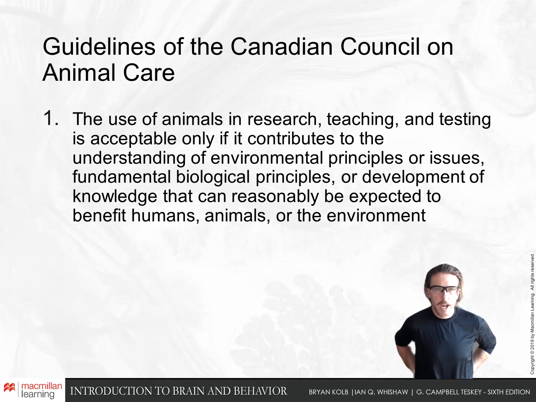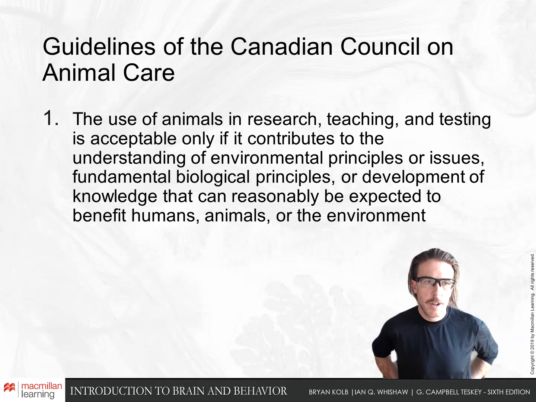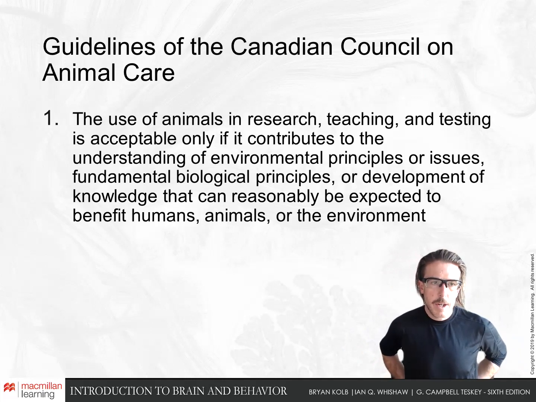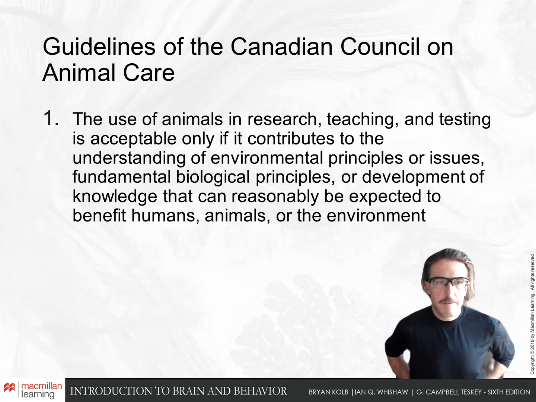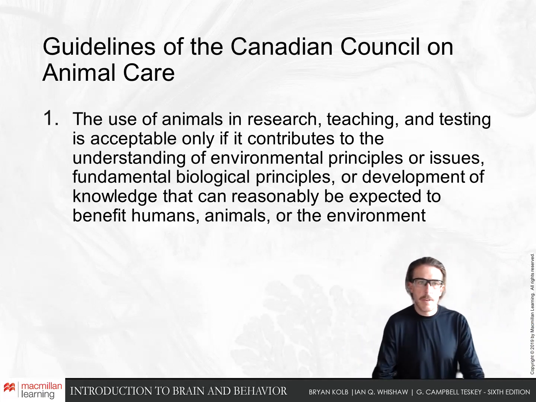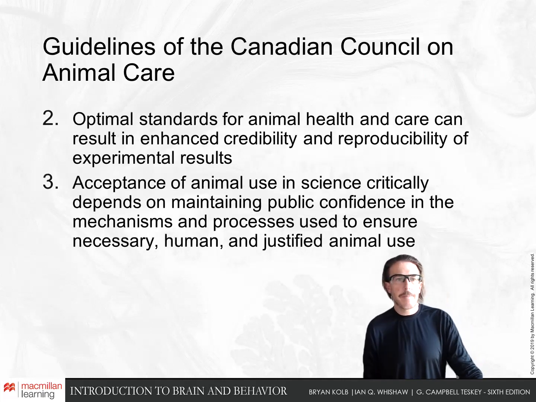The Canadian Council for Animal Care has 4 guidelines for when to use animals for research. So for instance, we need to only use animals for research, teaching, and testing if it contributes to knowledge of environmental principles or biological principles, or development knowledge, and it can be reasonably expected to benefit humans, animals, or the environment. So there needs to be a benefit to doing animal research, not just because you're curious. It has to further our understanding of the environmental, biological, or human understanding.